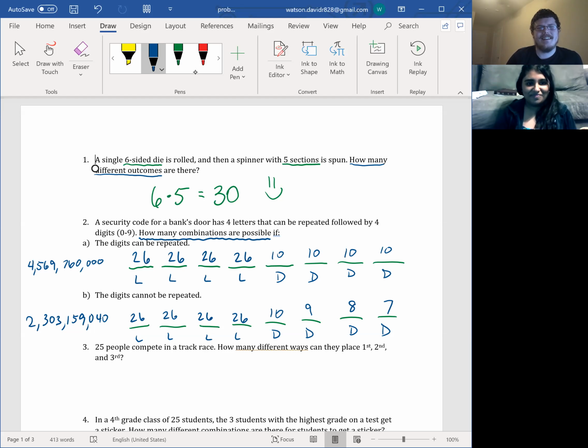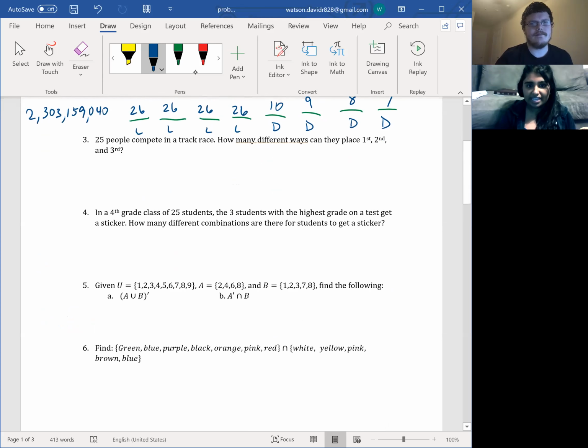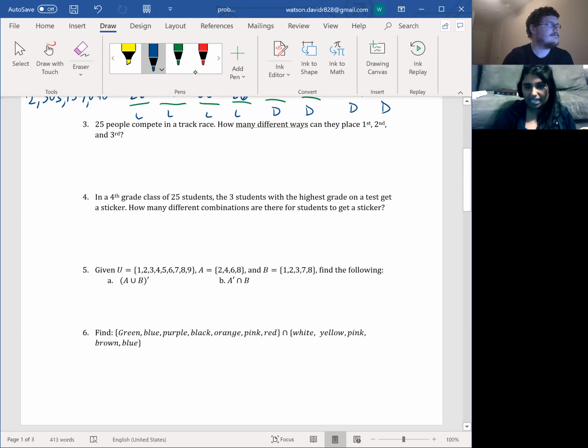All right. Number 3. 25 people compete in a track race. How many different ways can they place first, second, and third? All right, again, the question is saying how many different ways. You're trying to find the total. So underline that in that one color that you underlined the first 2. All right. So we can see that we have a total here of 25 people. And we need to know how many ways can you pick first, second, and third.